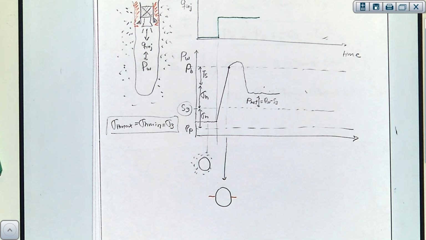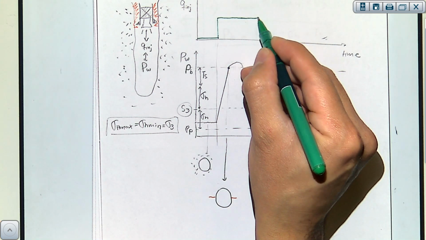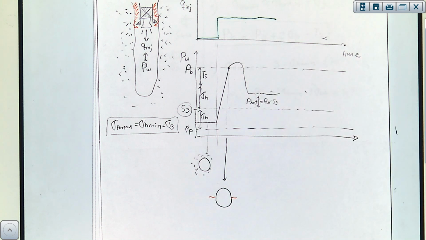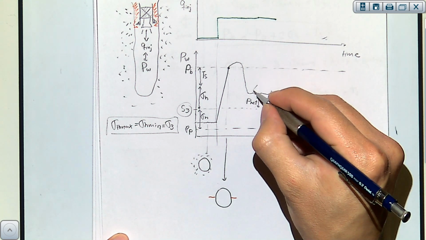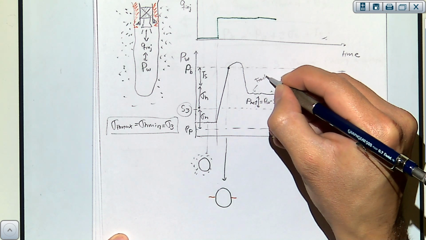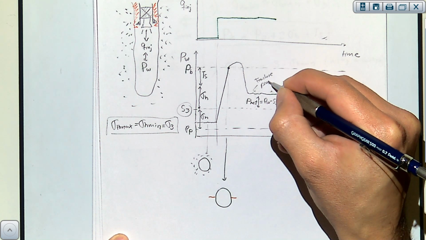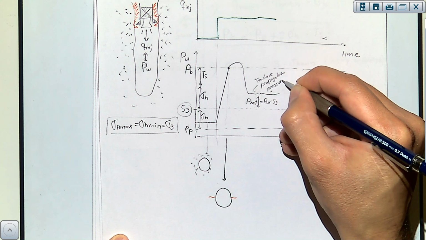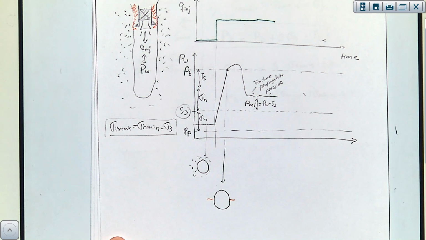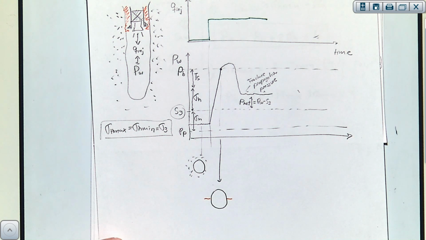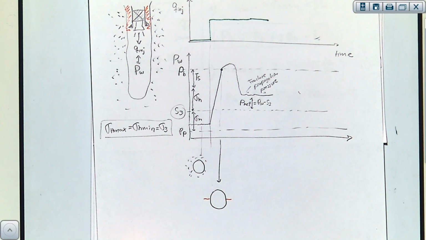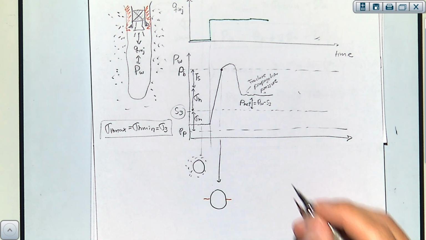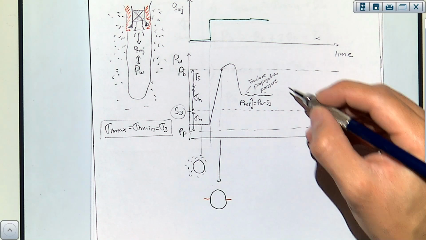We know this one. Now we want to calculate that one. Okay. As long as we keep injecting, the pressure, which is called the fracture propagation pressure, stays more or less constant. Sometimes it increases, sometimes it decreases. It depends on the geometry of the fracture. But let's say for now, we'll say it stays constant.